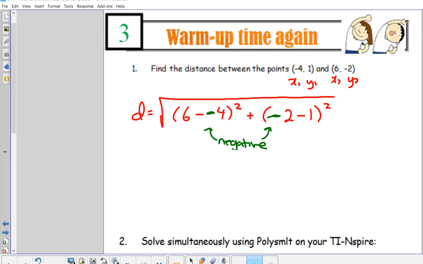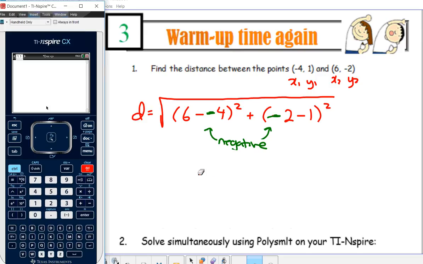Plug that into your calculator. Forget how to do that? Remember, we can show you on here. So do your square root sign. You can plug it in just like this. So you need your brackets, which are right down here. Bracket 6 subtract -4. Close bracket squared.